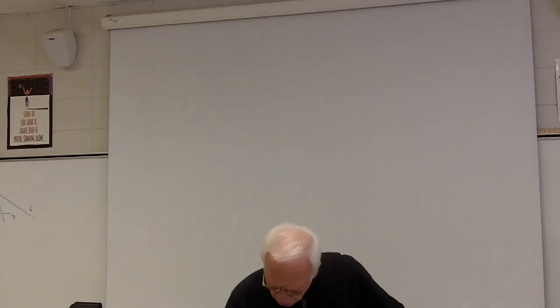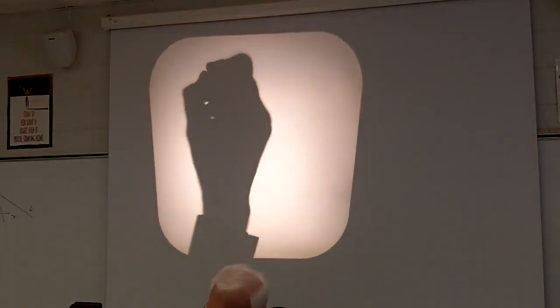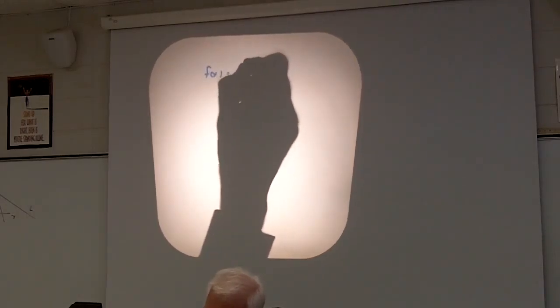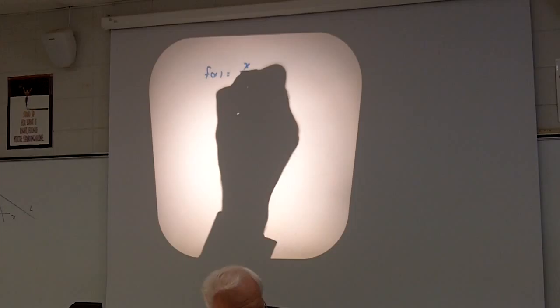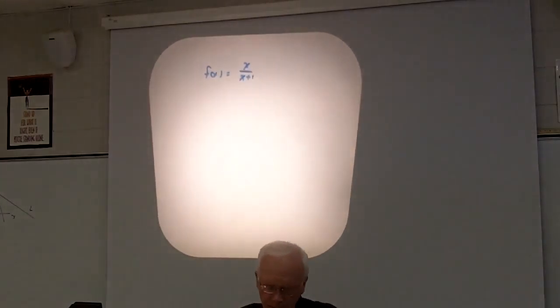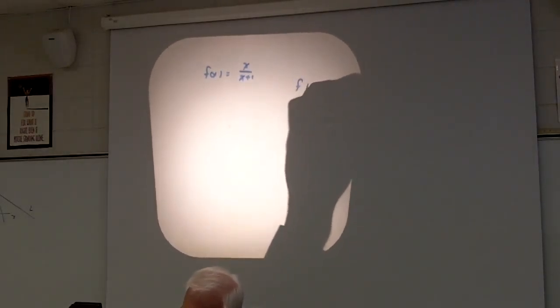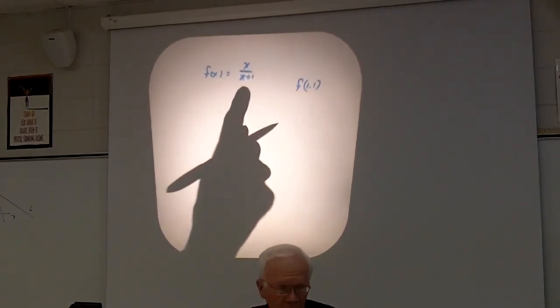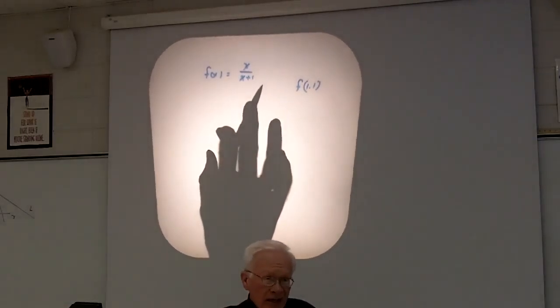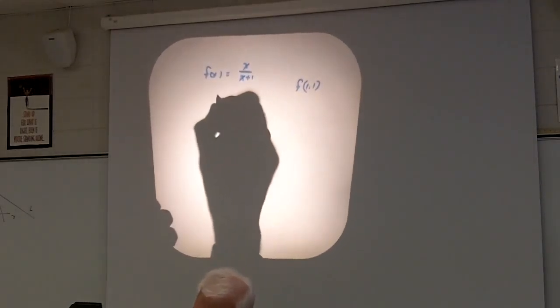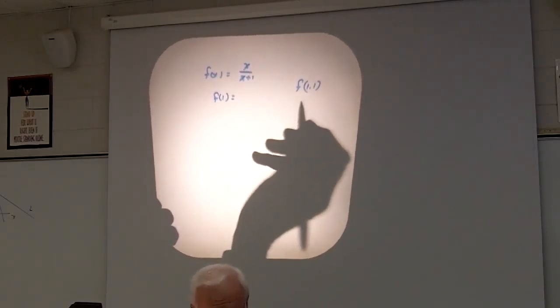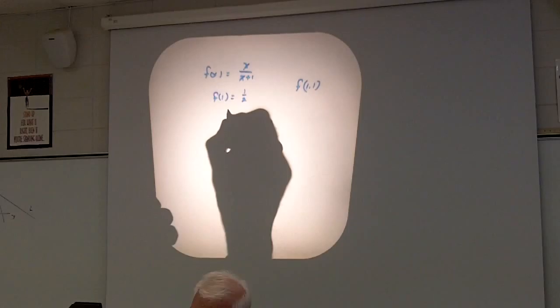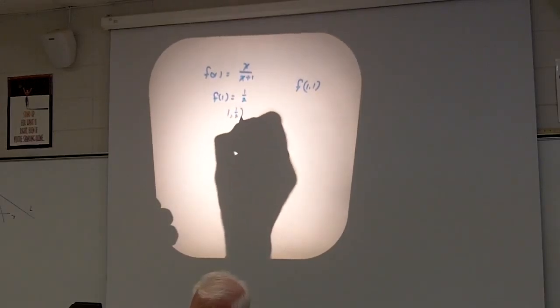Let's try this problem first, so you all have a pretty good idea of how it works. I'm going to have f of x equals x over x plus 1. Now, I would like to estimate what f of 1.1 is. In other words, I'm going to put that in there. Now, it's very easy to calculate f of 1. What does f of 1 equal? 1/2. Okay, so we have the ordered pair 1 comma 1/2.